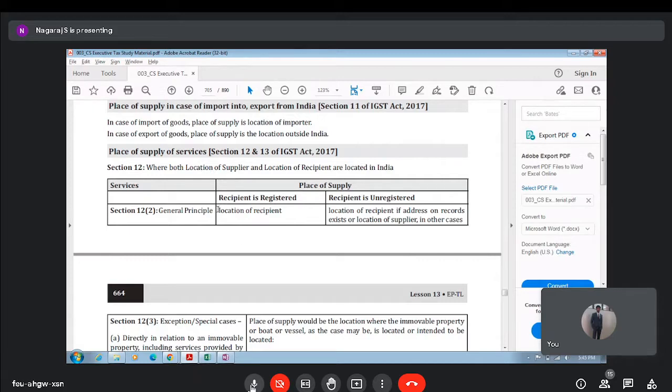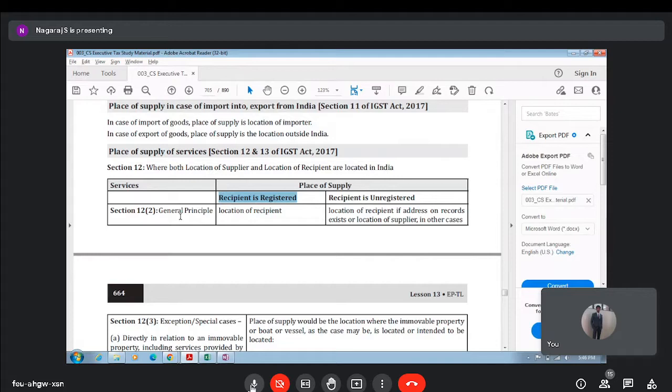Okay. See, the first column has services. The second column is place of supply. In that place of supply there are two sub-columns. One is if the recipient is registered, that means he is a GST registered person. The other is if the recipient is unregistered, like we are all not registered, right? There are two columns.